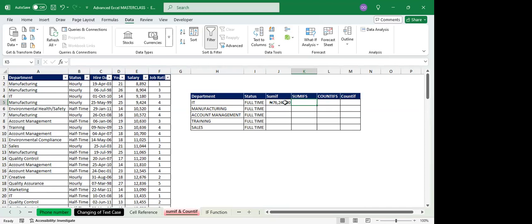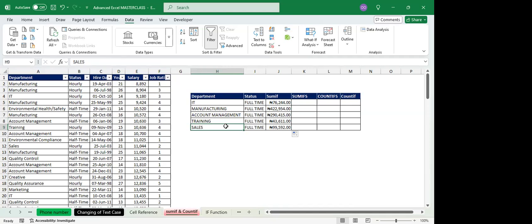And now, if I want to drag it, you will notice that I locked this, but I didn't lock the criteria H5, which is this. I did that intentionally, so that I'll be able to drag down. So when I drag down, you can see here, H5 has gone to H6. That is, I want to know for the manufacturing department. I can also see for the account management department, that is H7. I can also see for the people in the training department and for the people in the sales department.